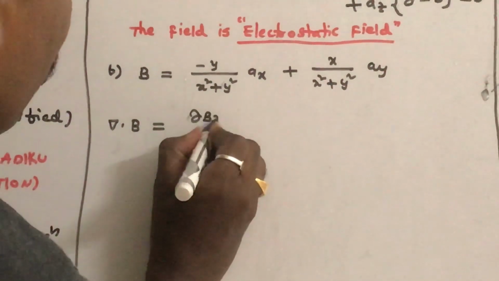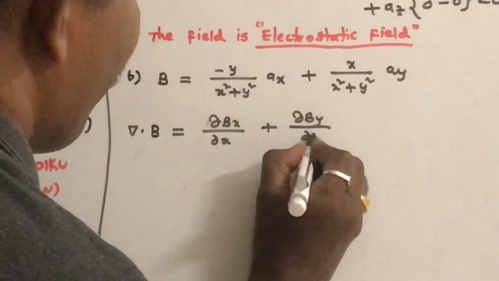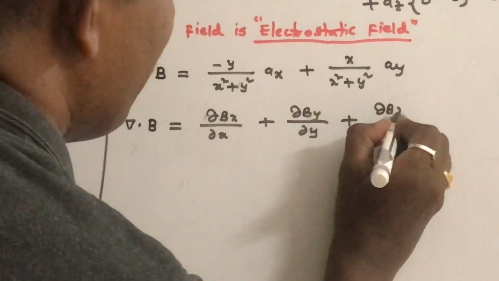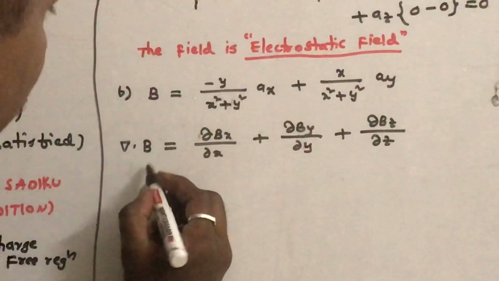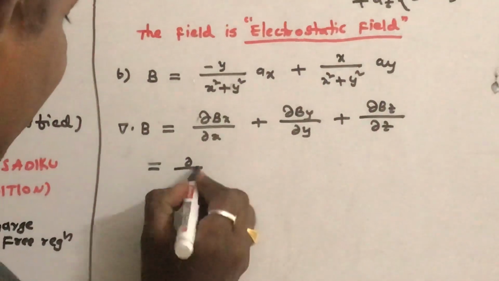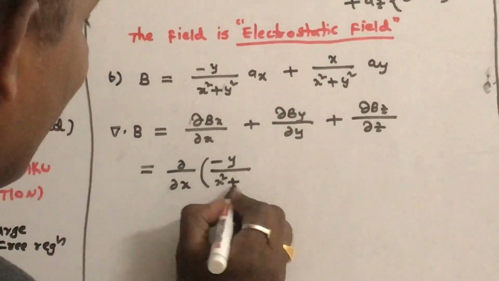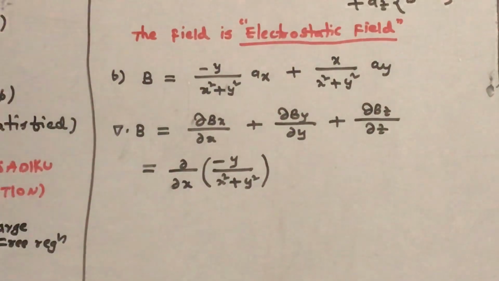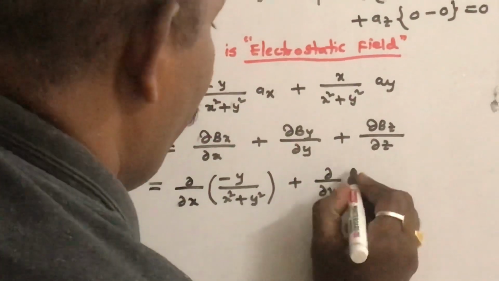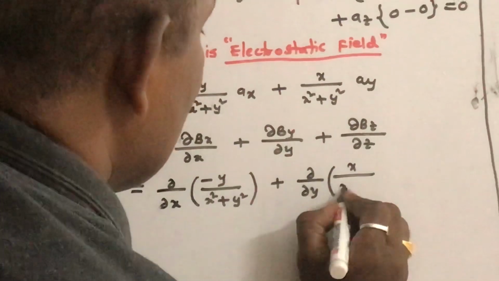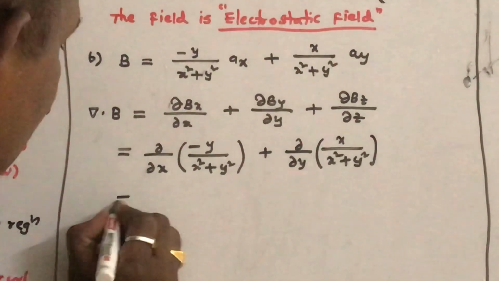So what is the formula? Dou Bx by dou x plus dou By by dou y plus dou Bz by dou z. So this is the Bx component, this is the By component. Let us find out. I am writing it as dou by dou x of Bx, which is minus y by x square plus y square, plus dou by dou y of By, which is x by x square plus y square. Bz is 0.